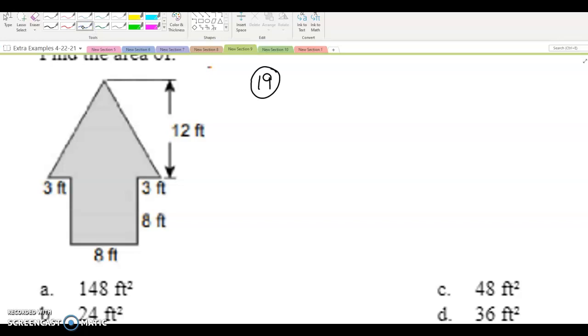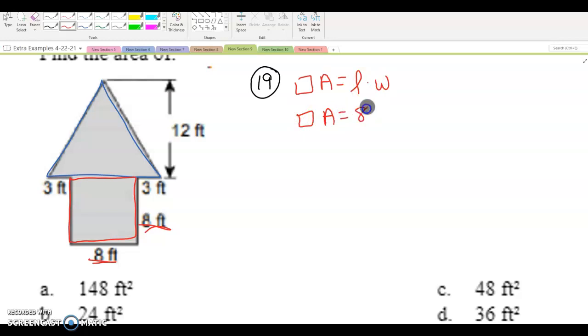A triangle. You got a triangle and a rectangle. So, which one do we want to find the area for first? The rectangle. The rectangle for this one's really nice in that it gives us the length and the width, and because they're both 8, that means it's not just a rectangle, it's a what? It's actually a square because it's the same value for the length and the width.